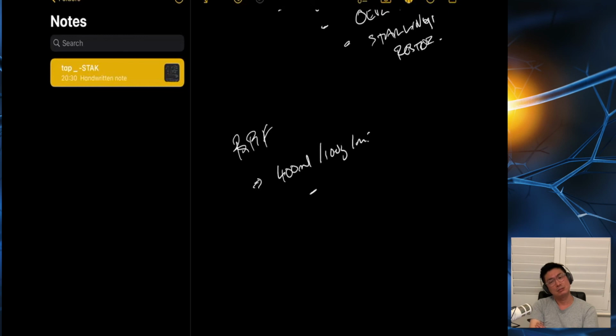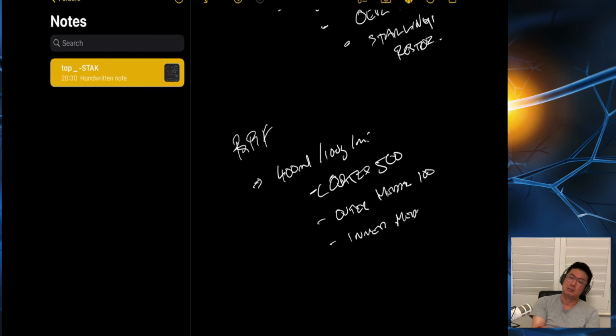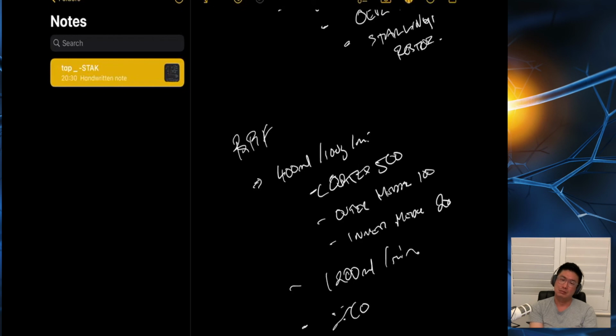Okay. And that actually changes. So the outer cortex, it's 500, okay? The outer medulla, it's 100, and the inner medulla, it's 20, okay? With a total, as you said, of 1,200 mils per minute. Cool. And then percent of cardiac output, we all know, is about 25. Is anyone happy with that?